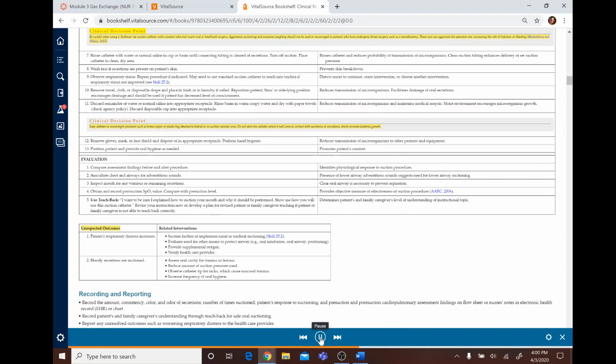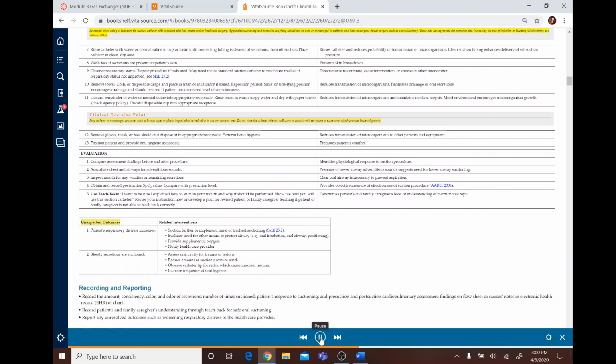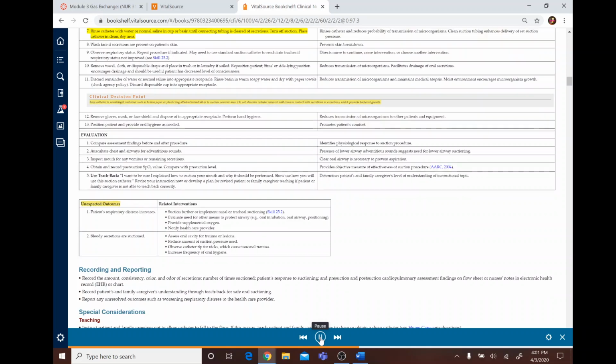Clinical decision point. Be careful when using a Yankauer tip suction catheter with a patient who had recent oral or head/neck surgery. Aggressive suctioning and excessive coughing should not be used or encouraged in patients who have undergone throat surgery such as a tonsillectomy. These acts can aggravate the operative site, increasing the risk of infection or bleeding. Hockenberry and Wilson, 2015.